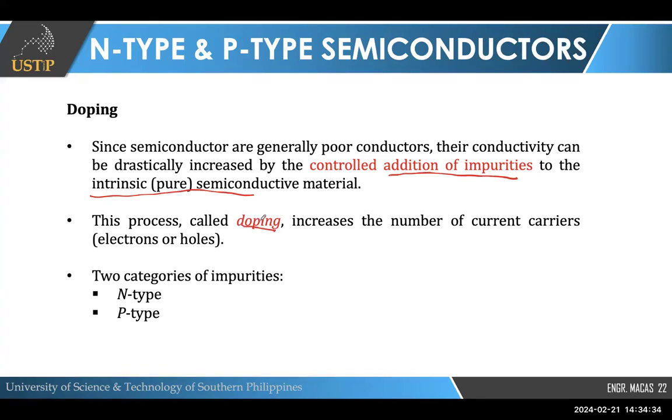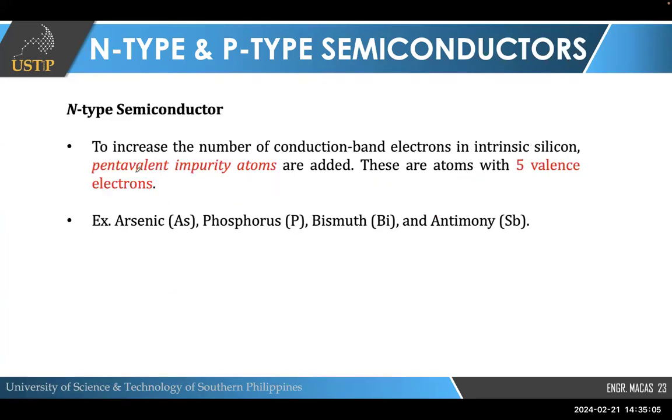Doping increases the number of current carriers, either electrons or holes. Remember we said electron current or hole current, because we want to have conductivity in this material. The two categories of impurities that we add are N-type and P-type. N-type is easy to distinguish from P-type because N can stand for negative and P stands for positive.